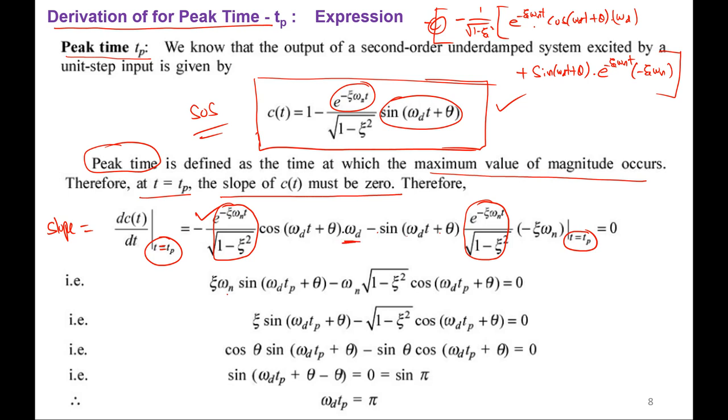What is omega d? Omega d is nothing but omega n into under root of 1 minus z square. They have substituted that. Then cos of omega d Tp plus theta. I hope you understood. If any doubts, you can ask. From the differentiation I have done here, multiplying, and substituting time t equal to Tp, you will get this. Then next, what they have done is take omega n common from here, and omega n will vanish because it is 0.